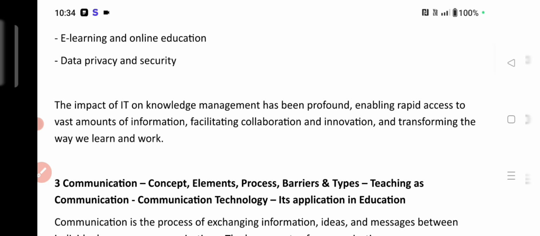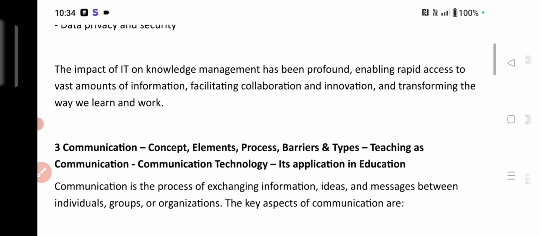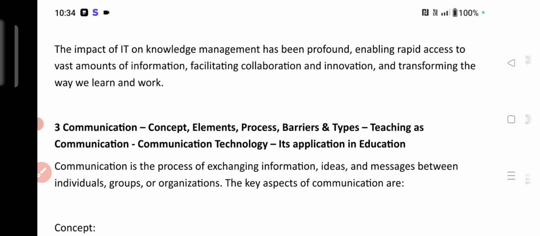To conclude, the impact of information technology has been profound, enabling rapid access to a vast amount of information, facilitating collaboration and innovation, and transforming the way we learn and work.